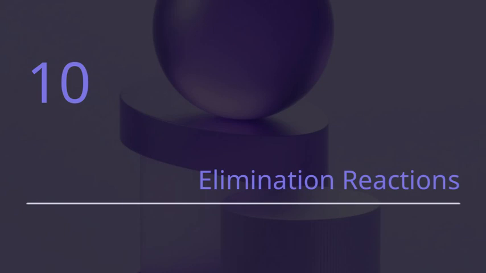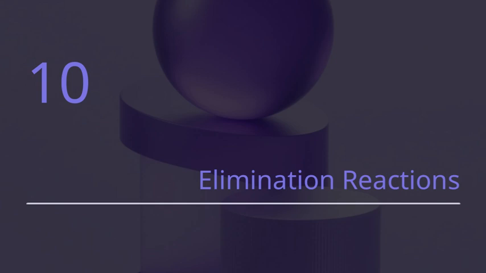Now, let's move on to elimination reactions. These are a fundamental type of reaction in organic chemistry, and they play a key role in forming double bonds and other functional groups. Essentially, in an elimination reaction, a molecule loses atoms or groups, usually resulting in the formation of a new double bond.